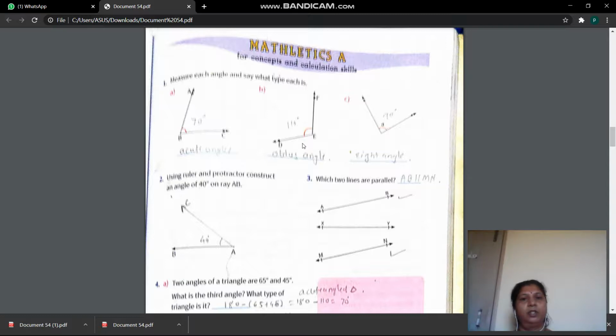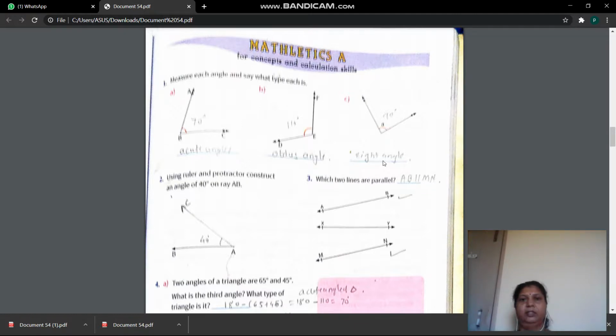So it is in the clockwise direction. See here, the angle moves from left to right. So you have to take the scale which is clockwise, that is the inner scale, right? So by measurement we can say it is 100. Okay, and what is the type of this angle? It is an obtuse angle. Okay, now next. So you have to measure this angle. So it is 90 degrees and it is a right angle.